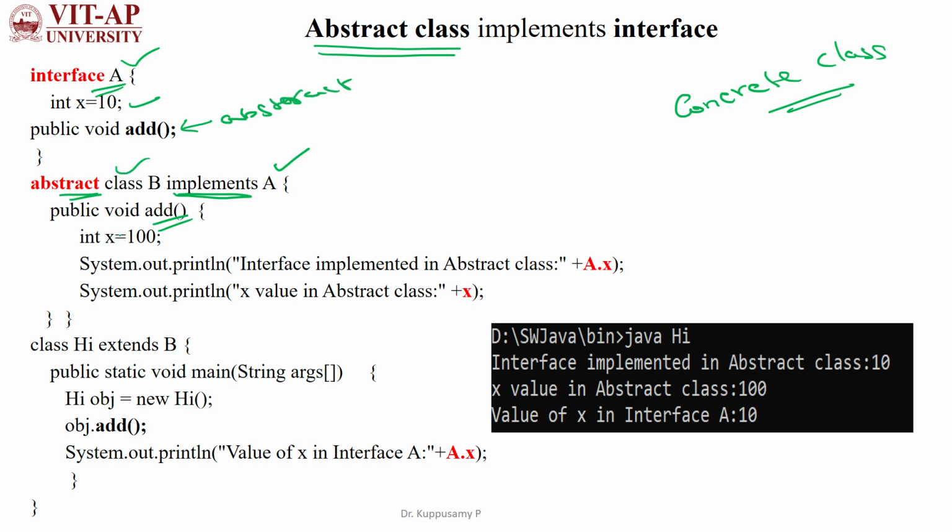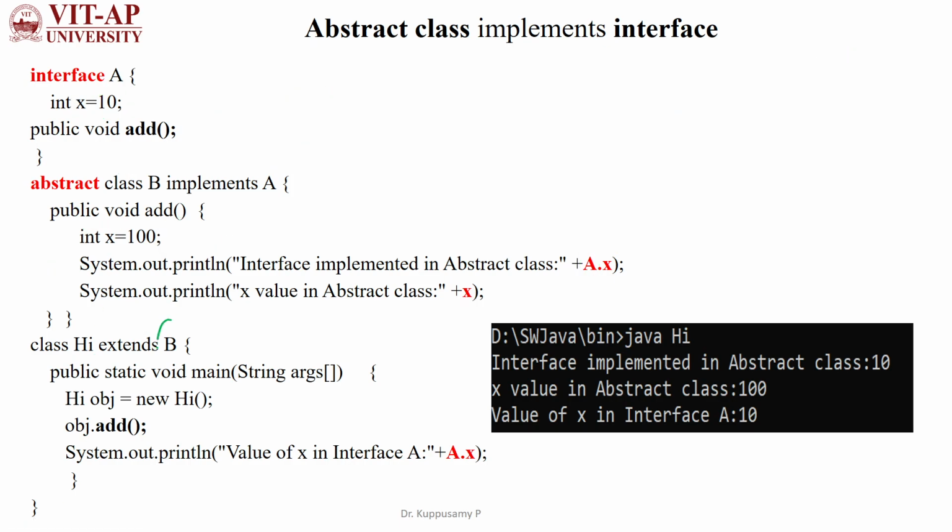Here is the concrete method which implements the add method defined inside the interface, with a variable named x equal to 100. This is the indication that we are accessing the variable x from interface A. Here this x references the variable defined inside the method add in the class. Then I create one more class, the driver class, which extends the abstract class B, which is the inheritance concept.